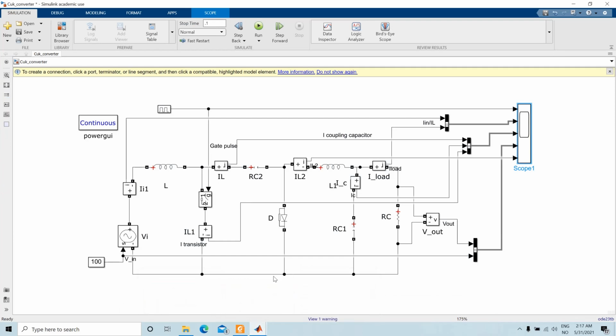I will also post this Simulink file. You can play with the Simulink file. You can check whether you understand the theory part well or not. You can play with this Simulink file to have a much better understanding about the theory of this subject.